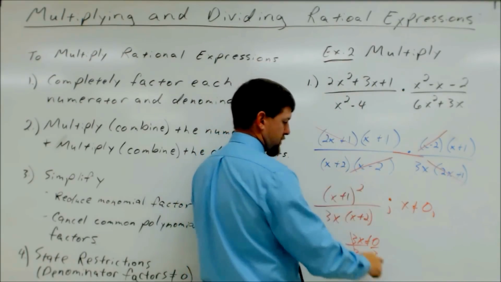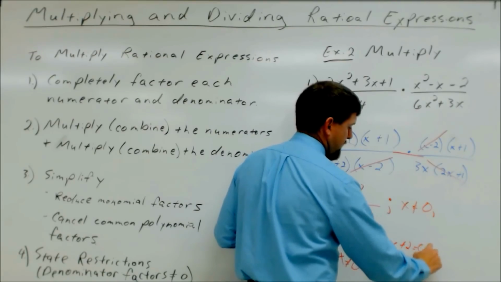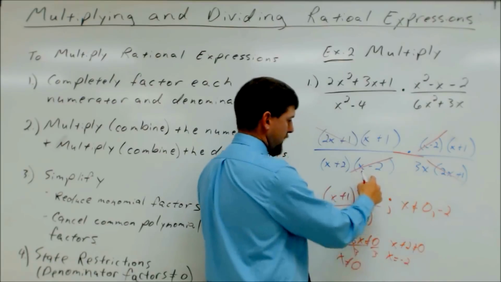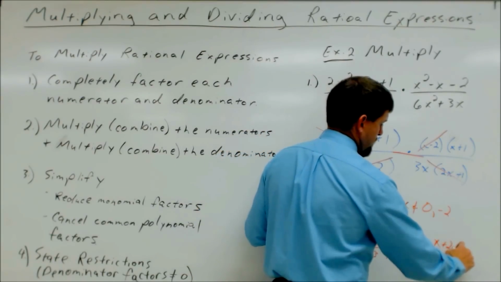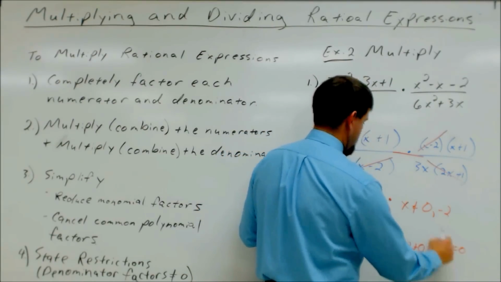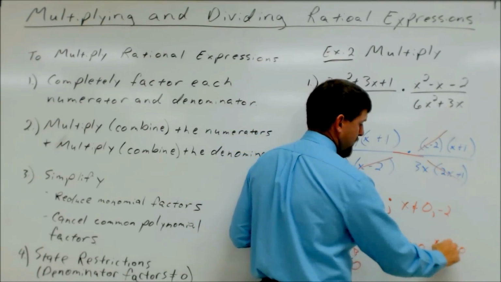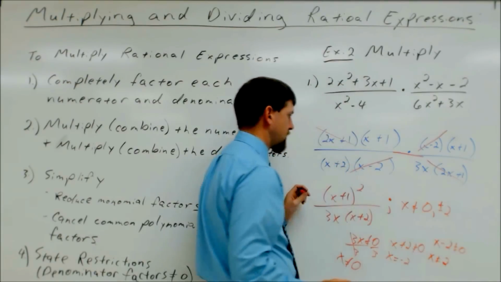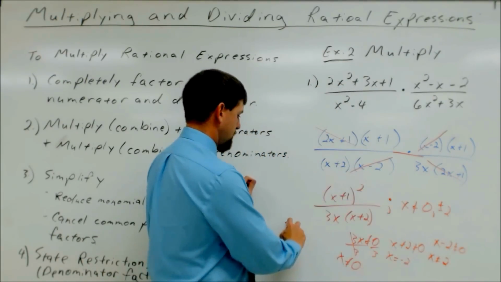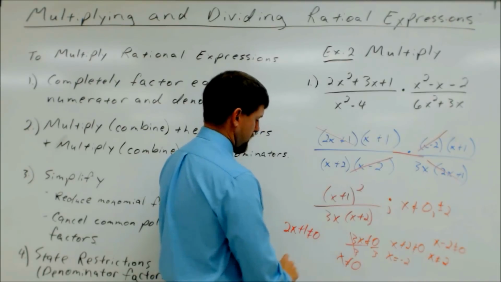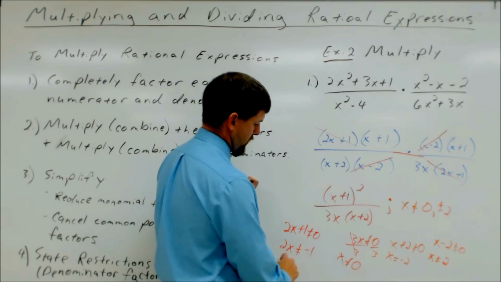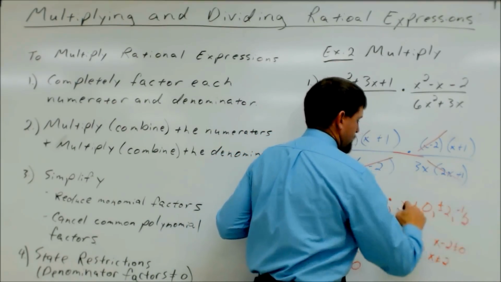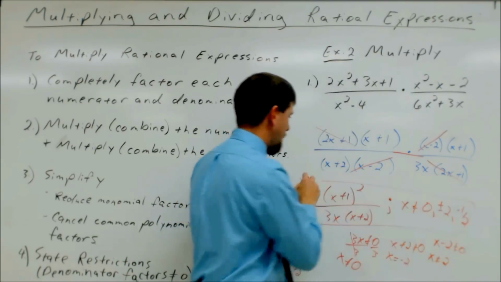I've got x plus 2 can't equal 0, so x cannot equal -2. Got x minus 2 equals 0, getting ahead of myself. So x cannot equal +2, so that's plus or minus 2. And then we have the 2x plus 1. Cannot equal 0, so 2x cannot equal -1, x cannot equal -1/2. So this ends up being the restrictions. This entire thing is our answer.